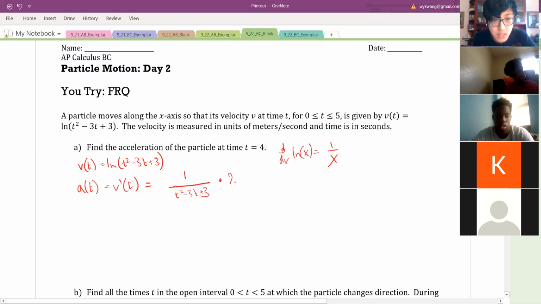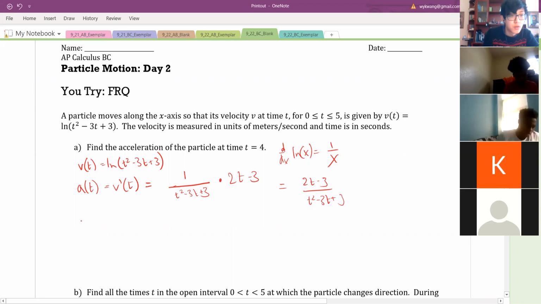So I'm going to multiply this by 2t minus 3. That is essentially equal to 2t minus 3 over t squared minus 3t plus 3, right? Just put this in the top. So after this, I can just plug in 4, right? Particle at time t equals 4. And then 2 times 4 minus 3.